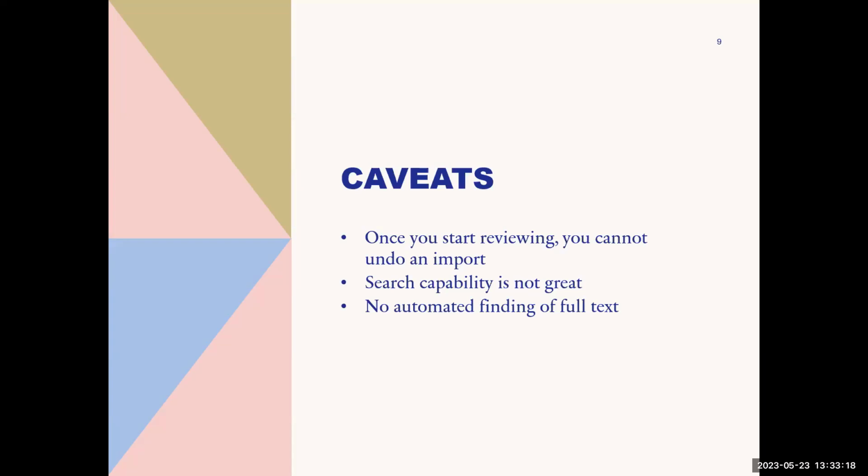The search capability in terms of finding those individual records is a little quirky. It doesn't always work as expected in terms of bringing up the most relevant one up top. I and my colleagues have found that. And again, there's no automated finding of full text. Some of this may change. They are continuously updating it. I think that's a feature that a lot of people would love. So it may change, but not yet.